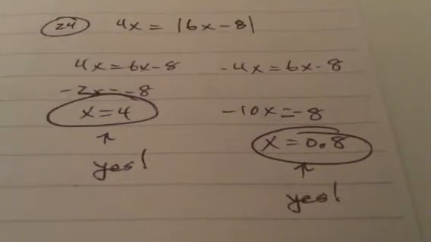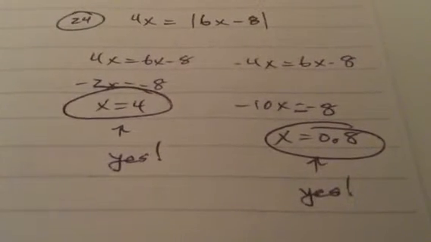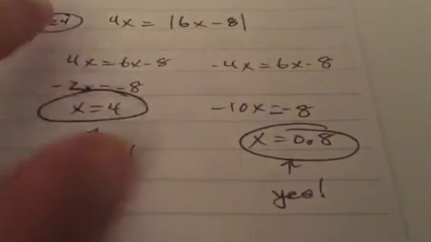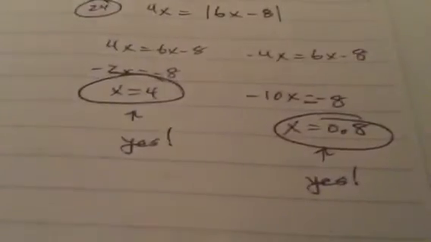Set 4x equal to 6x minus 8, and then the opposite, -4x equals 6x minus 8. You get 4, plug 4 in there, it works, you get 16. Here you get 0.8, plug that in, you also get a positive, so they're both winners. Okay, those are definitely the hardest ones, maybe from this entire game plan. All right, we are going to move on now.